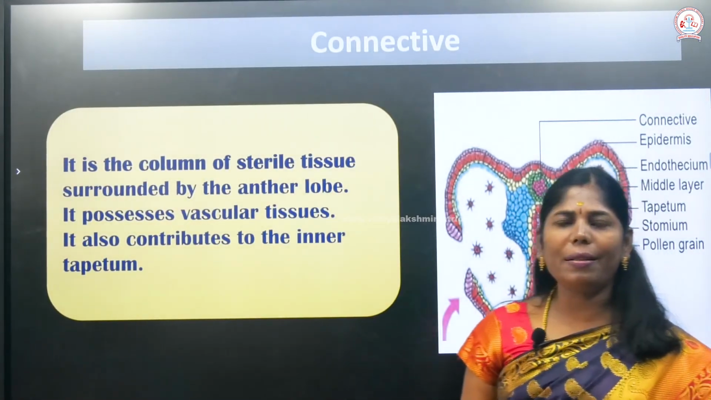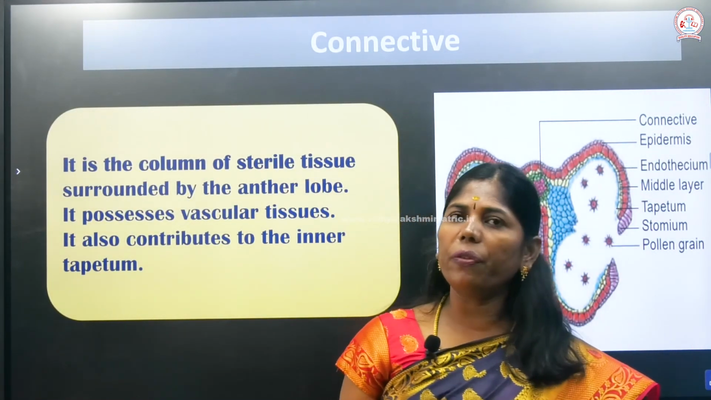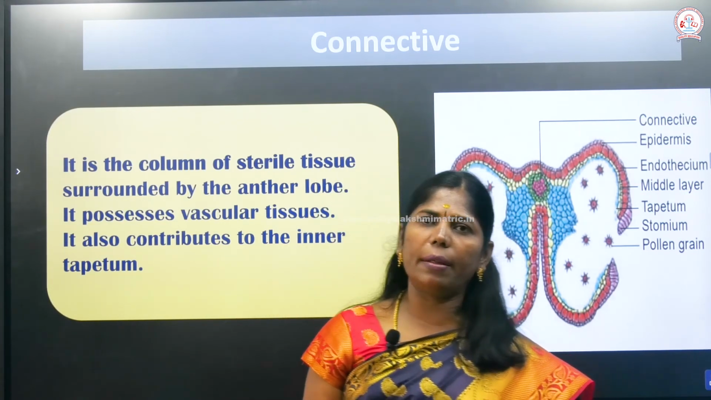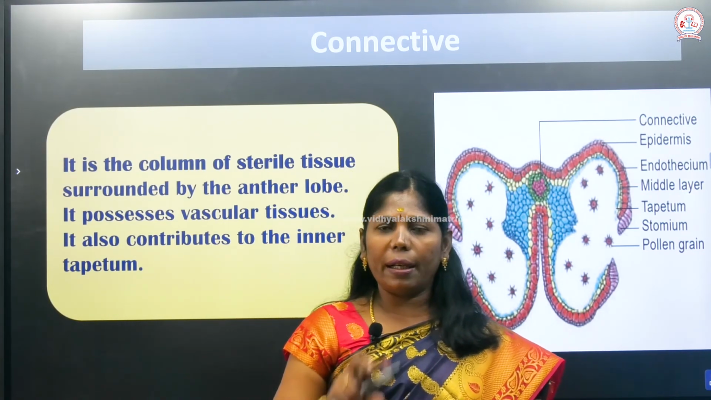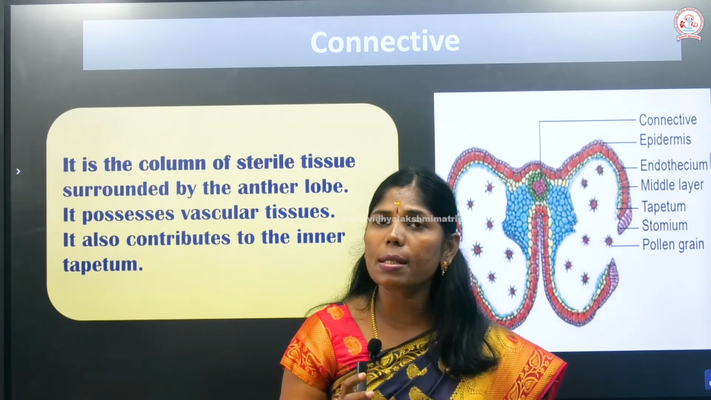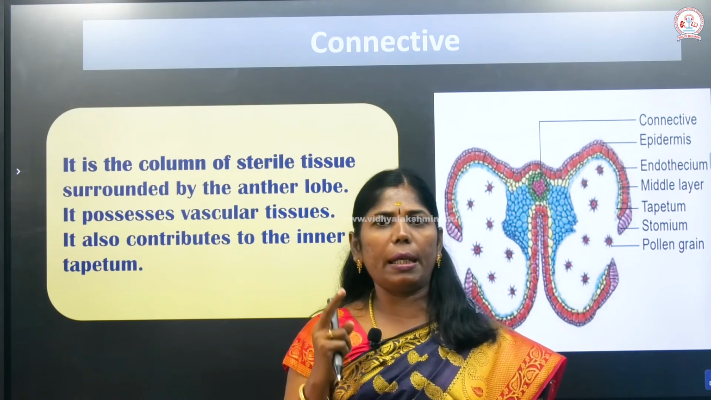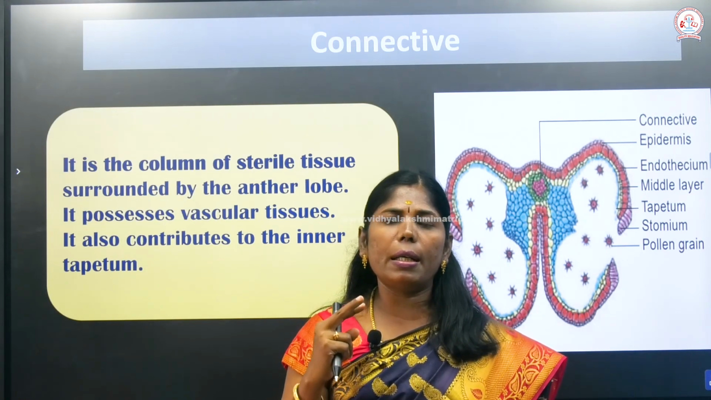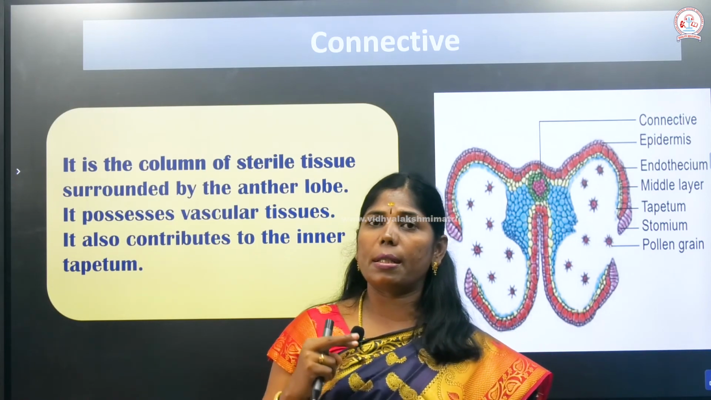Okay, my dear children, in this video we studied the structure of the TS of anther. You have to recall once again. What is in the TS of anther? It has a cavity, surrounded by an anther wall. The anther wall consists of 4 layers. The first layer is the epidermis, the second is the endothecium, the third is the middle layer, and the fourth is the tapetum.